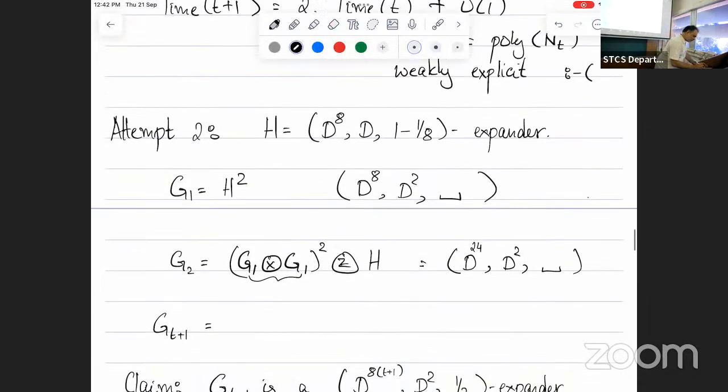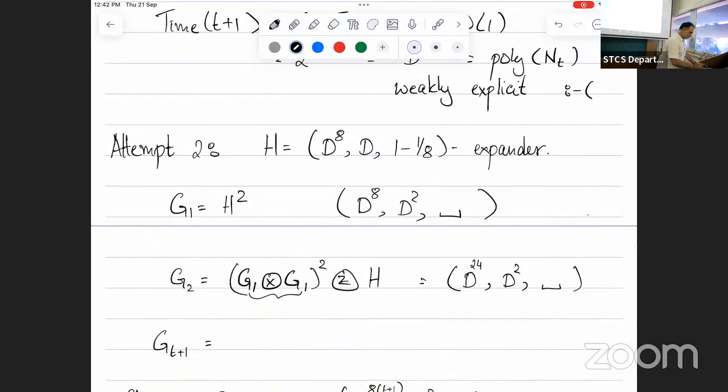But in general, what I'm going to do to define G(t+1) is I just look at G_t tensor with itself, square it, and then take a zigzag product with H. This is my new graph family.